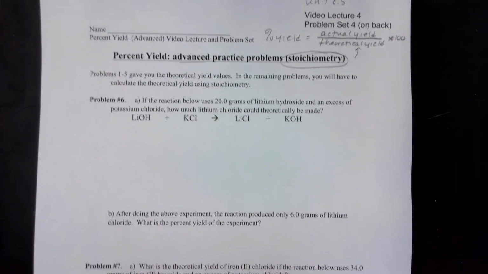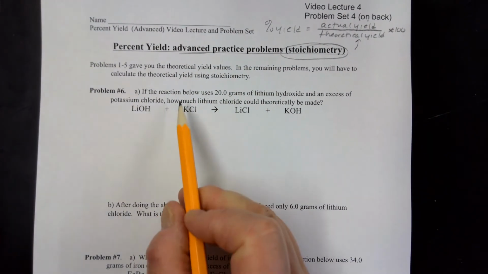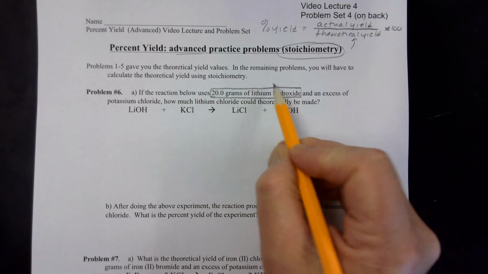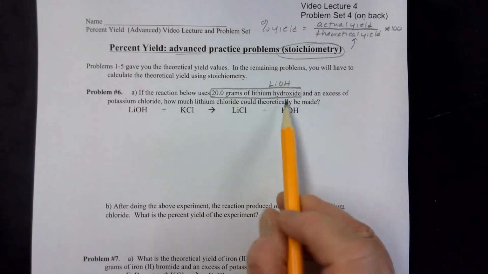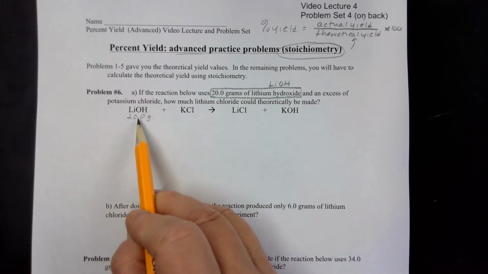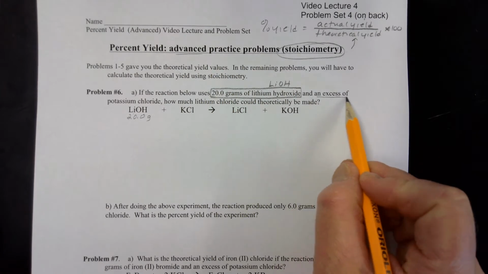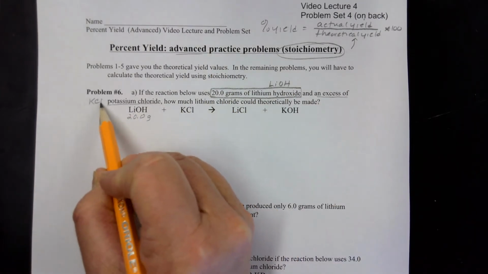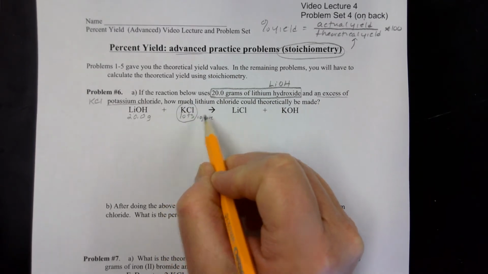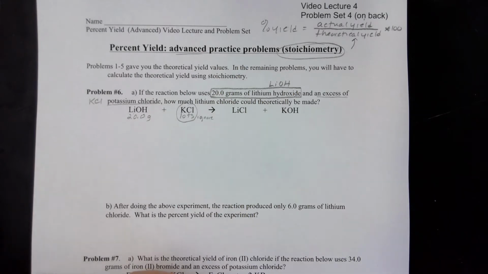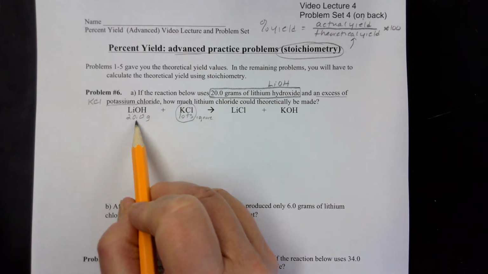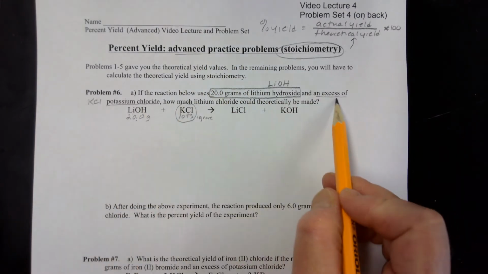Okay, so let's take a look at an example of how to do this. If this reaction below uses 20.0 grams of lithium hydroxide, LiOH. Right, so we're saying that this reaction uses 20.0 grams of lithium hydroxide. And then it says there's an excess of potassium chloride, that's KCl. So we have lots of this, and all that means is you can ignore this substance. When you have the excess reactant, you're just ignoring it, and you're going to be focusing on the other reactant.